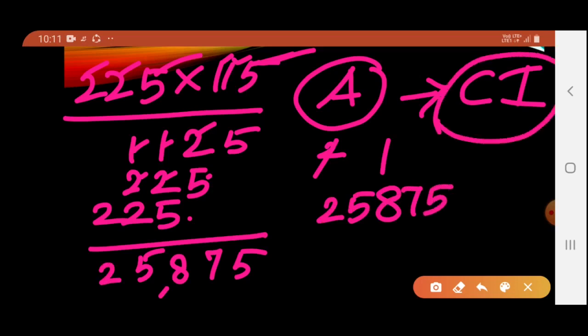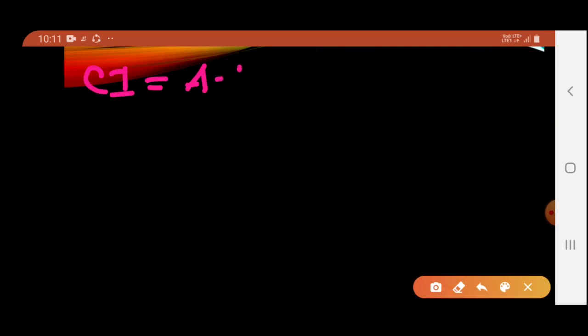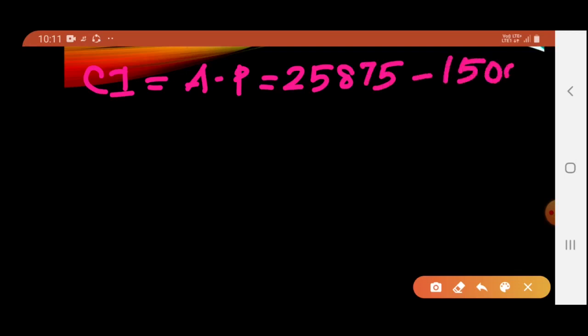What is the compound interest formula? We know that CI equals A minus P, amount minus principal. Here what is our amount value? Our amount is 25,875. Our principal is rupees 15,000. Now we have to subtract.